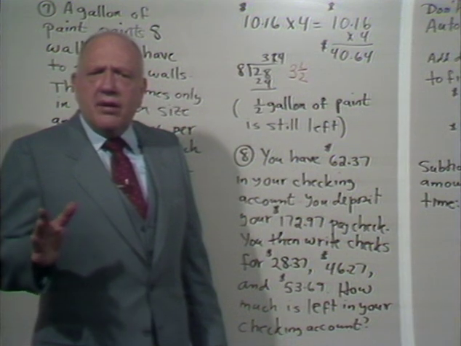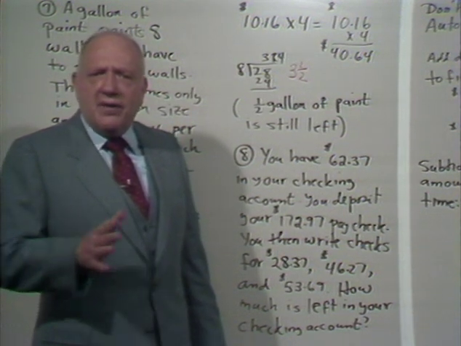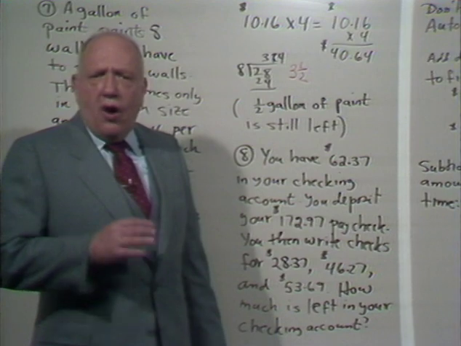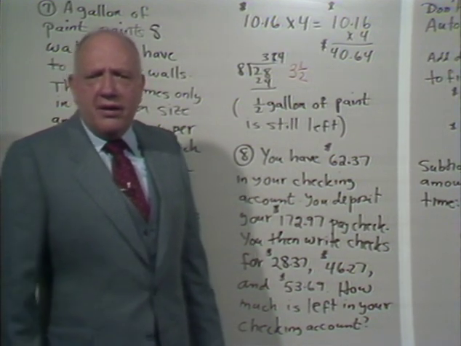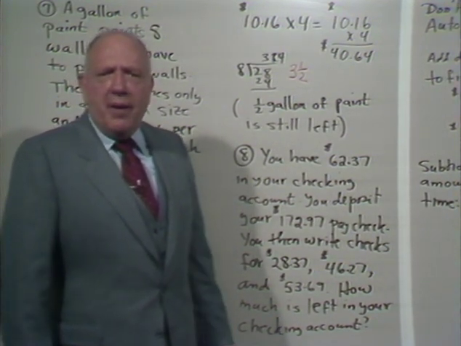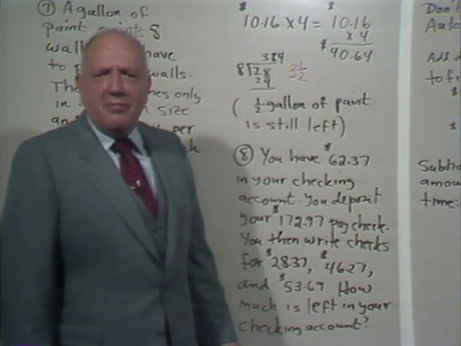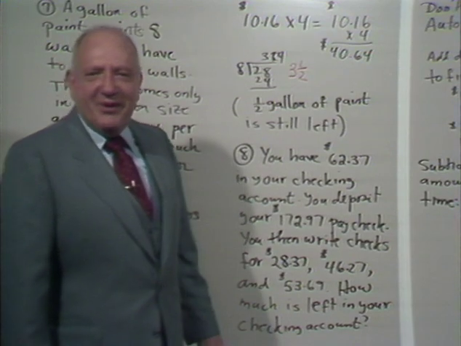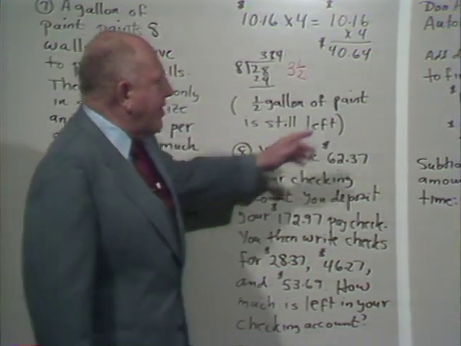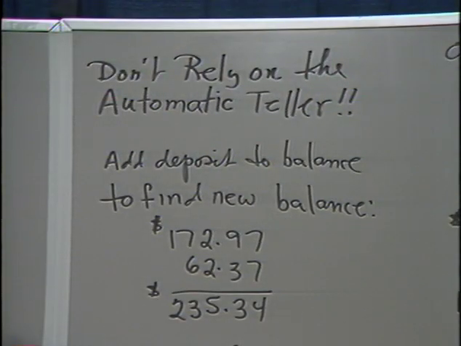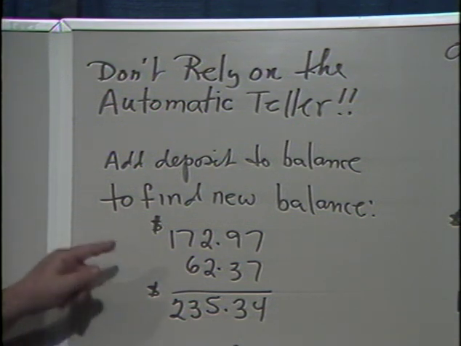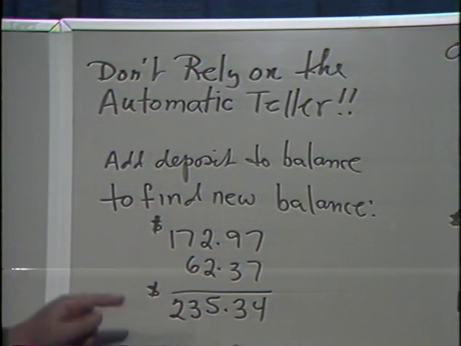And then when the statement comes from the bank at the end of the banking period, then you can correlate your findings with theirs. I like to use the rule that if the bank doesn't bother me when I'm overdrawn, I won't bother them when I'm underdrawn, but it doesn't work that way, I'm afraid. But let's just go and do the problem. As I say, don't rely on the automatic teller. The best thing to do is what? First of all, find out how much money you have.